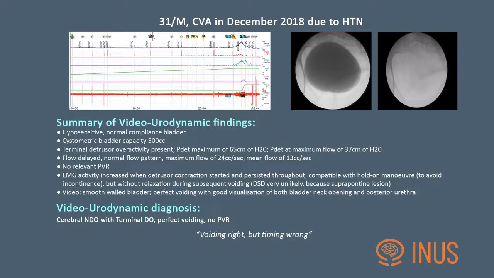So, in this 31-year-old man, 10 months after CVA, urgency and urge incontinence are due to cerebral terminal detrusor overactivity. However, bladder emptying itself is perfect, no post-void residual urine. Summarizing his urodynamics, you can say, voiding is right, but timing is wrong.